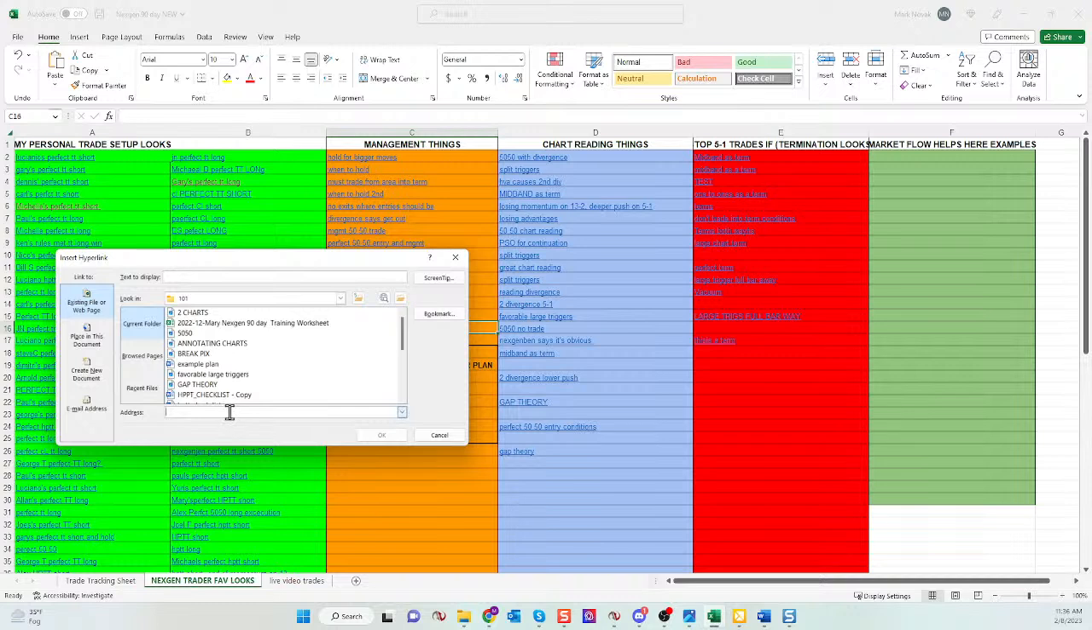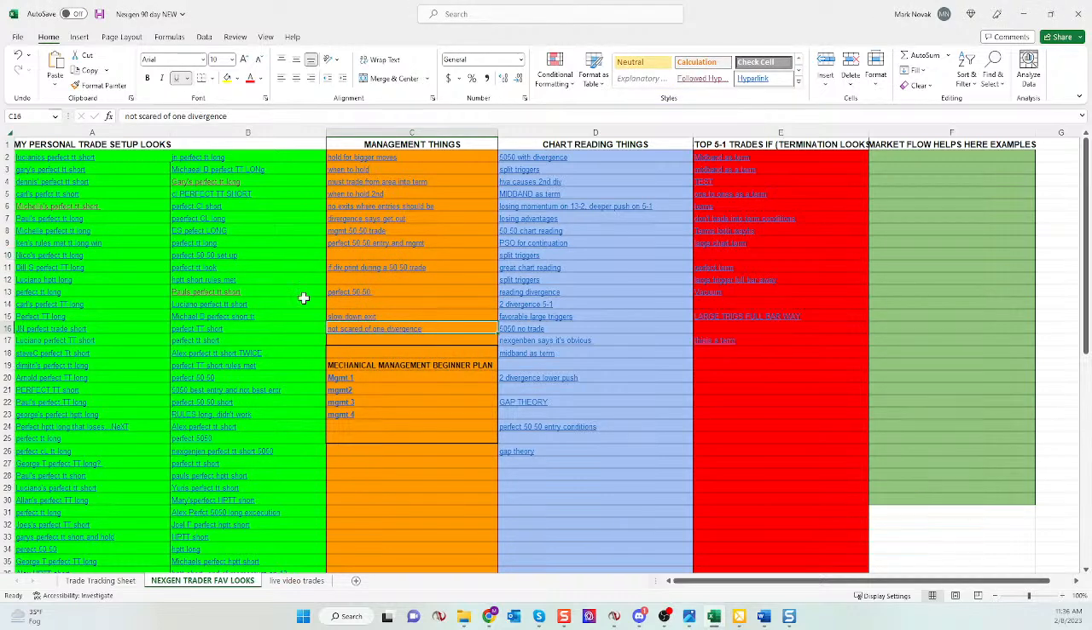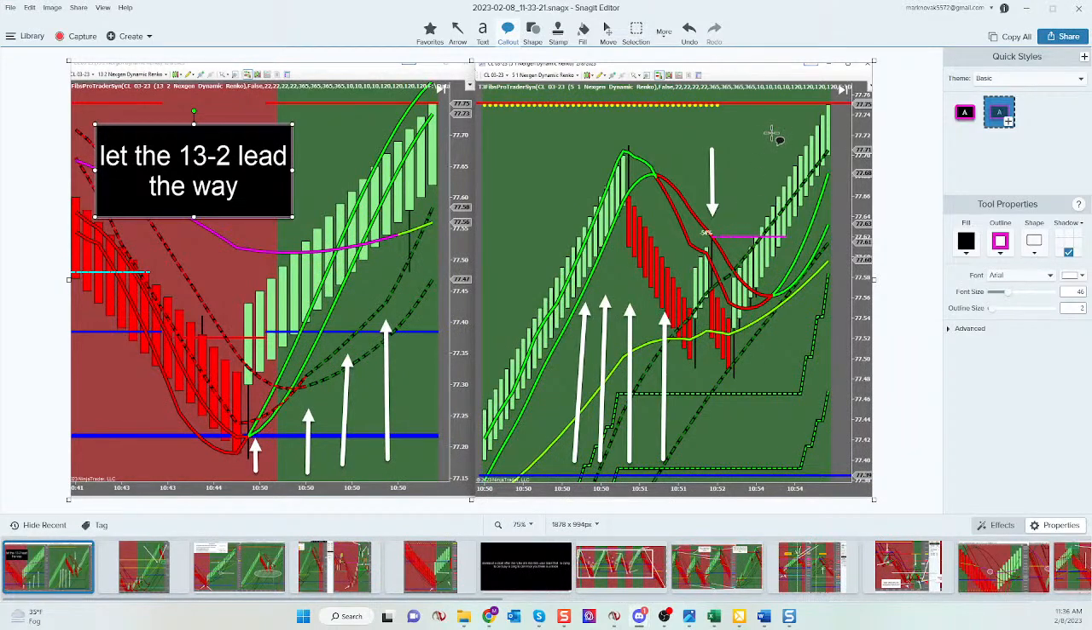Under management, right? So now we're going to say, when one divergence, or maybe under management, not scared of one divergence. And what you're doing is you're creating this plan, right? Safia, that's okay, because you're scared because you haven't seen it happen enough. You haven't seen this result enough with this look to believe in it enough to take the power out of that one divergence. Does that make sense?